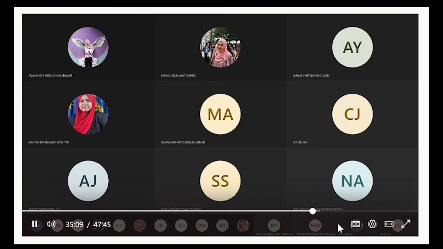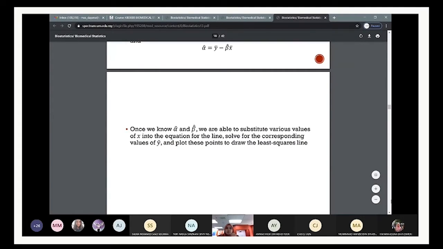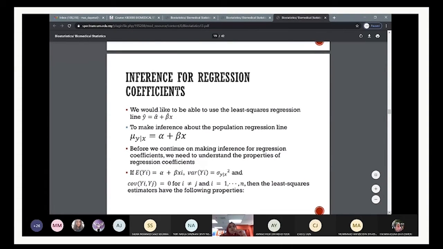Okay, let's continue. Once we know the estimated alpha and estimated beta, we are able to substitute these values of x into the equation for the line, solve the corresponding values of y, and plot these points to draw the least squares line. In the inference for the regression coefficient, we would like to use the least squares regression line to make inference about the population regression line.